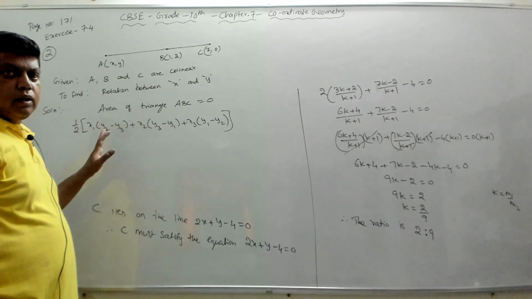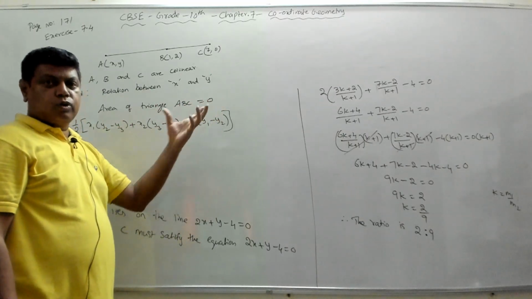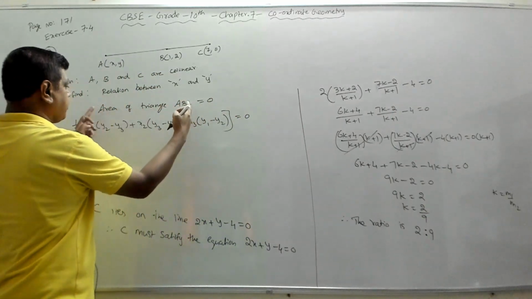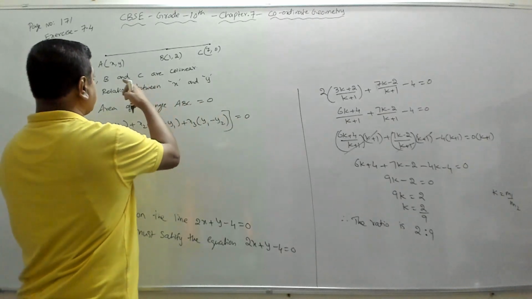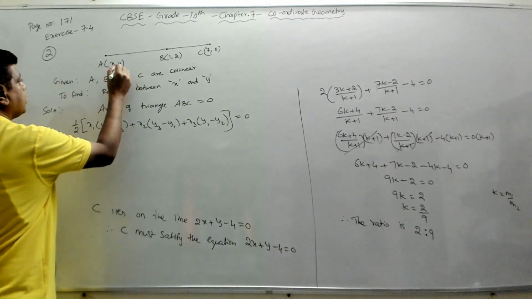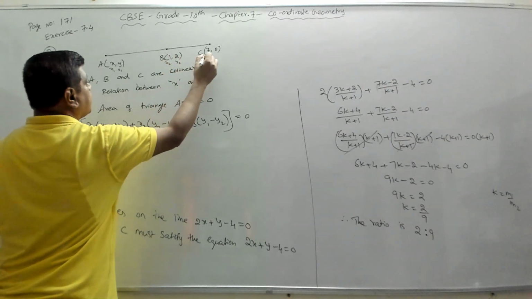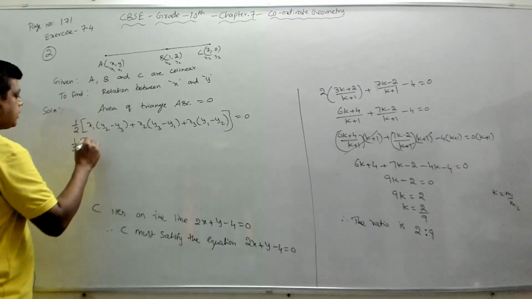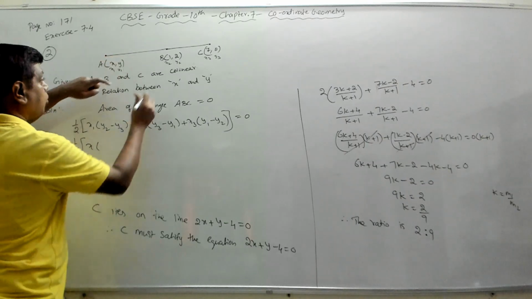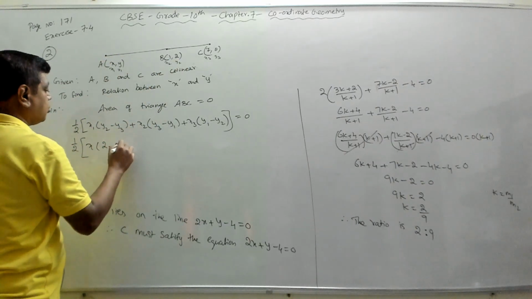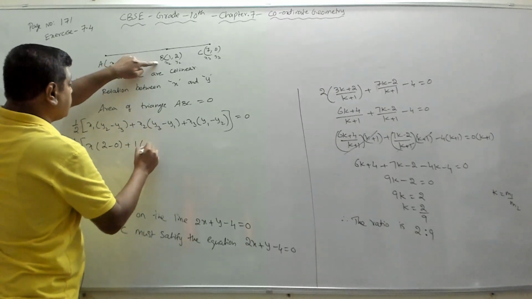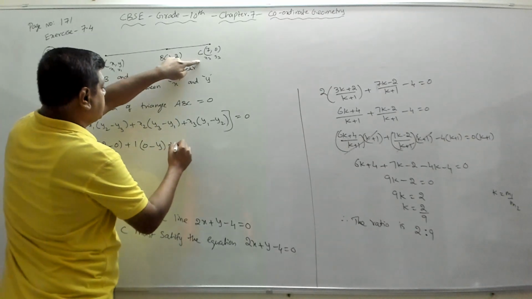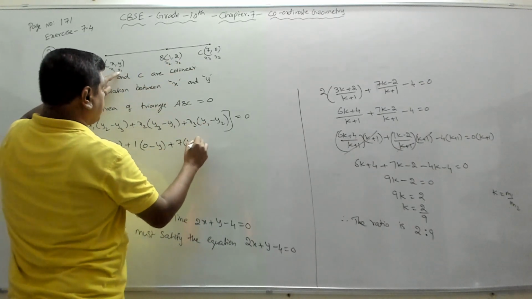Here ABC is not a triangle. That's why we are putting the area as 0, because they are collinear. So we'll put this equal to 0, because the area of the triangle is 0. Now we'll substitute these. We'll take this as x1 y1, x2 y2, x3 y3. If we substitute all of this here, we get 1 by 2 of x1, which is x, into y2, which is 2, minus y3, which is 0, plus x2, which is 1, into y3, which is 0, minus y1, which is y, plus x3, which is 7, into y1, which is y, minus y2, which is 2, equal to 0.